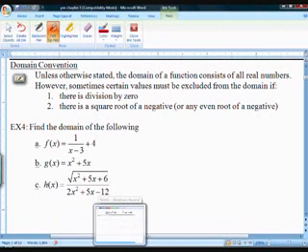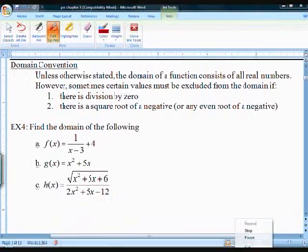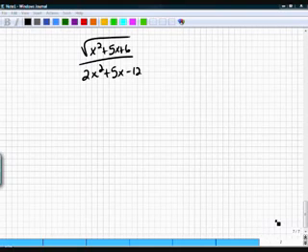The last one's pretty tough. We're asked to find the domain of the square root of x squared plus 5x plus 6 over 2x squared plus 5x minus 12. A little bit tougher because now you got both of them. You got a square root and you've got a fraction. These are the two things. The stuff under a square root, x squared plus 5x plus 6 in this case, has to be, let's think about that for a second, cannot be negative. Can it be 0?